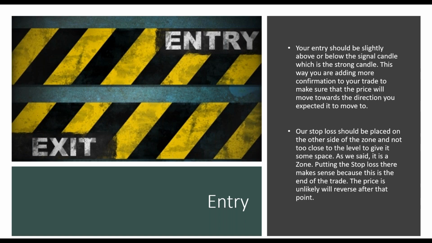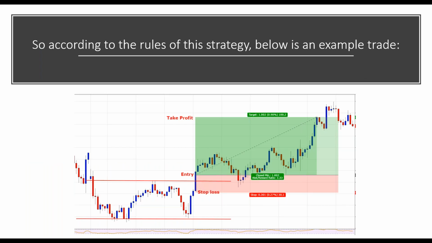Our stop loss should be placed on the other side of the zone and not too close to that level, to give it some space. As we said, it is a zone. So putting the stop loss there makes sense because this is the end of that trade. The price is unlikely to reverse after it bounces off of that point. So we would set our stop loss slightly below. We would enter on the confirmation candle and enter in the direction of that trade.